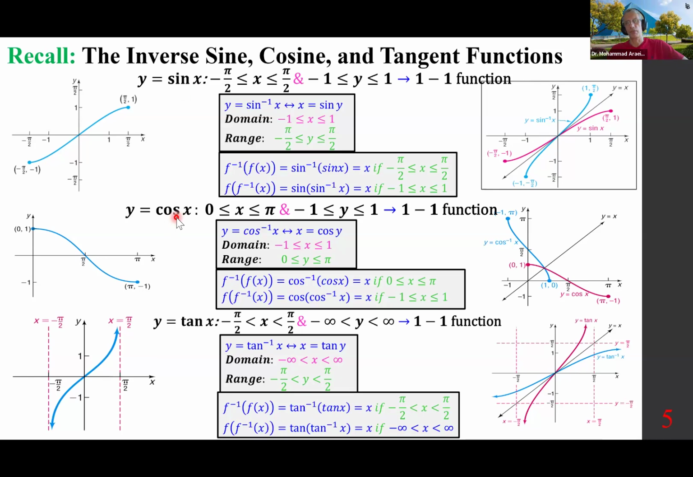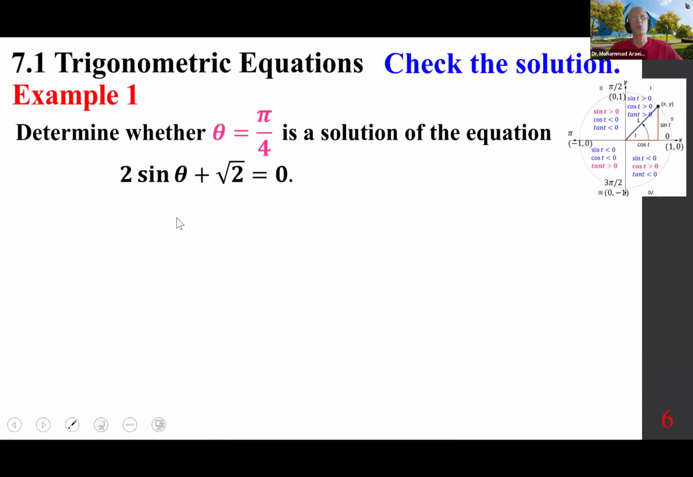All right. Let's go to the new stuff, 7.1, trigonometric equations. And as always, we should check the solution. Here's a simple example. Determine whether theta equals pi over 4 is a solution of the equation.